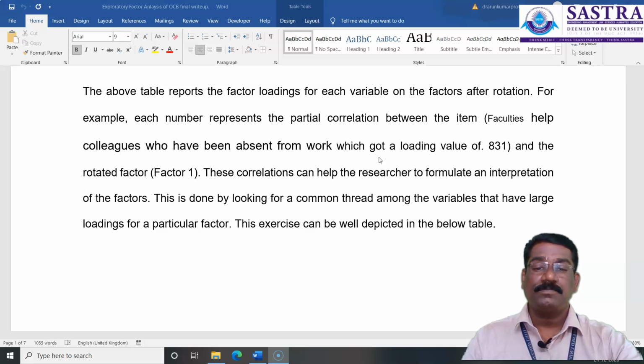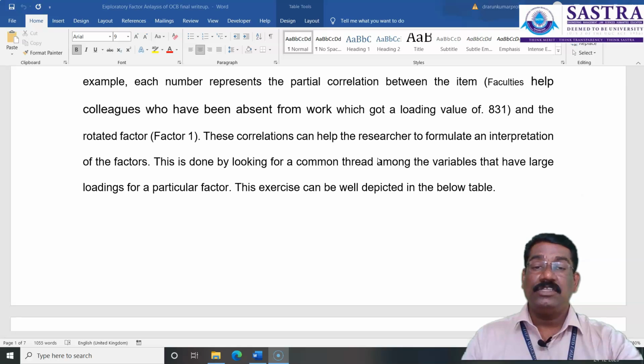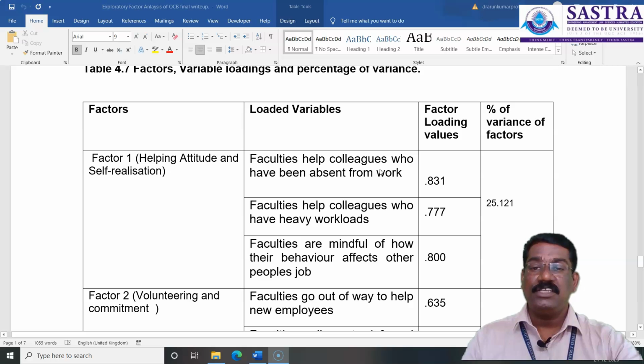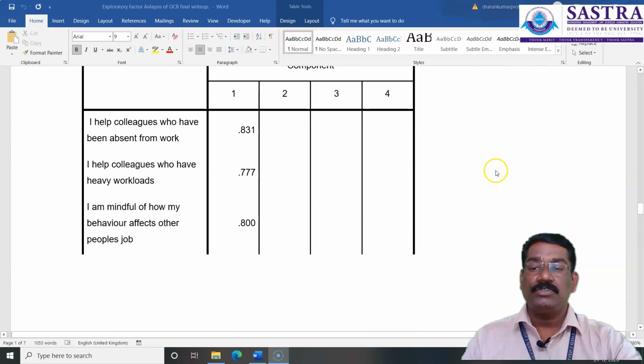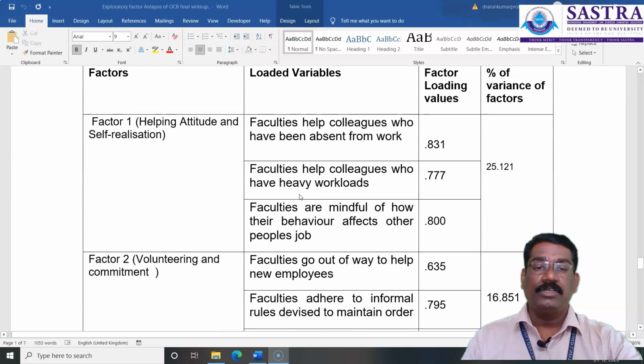These correlations can help researchers to formulate an interpretation of the factors. This is done by looking for a common thread among the variables that have large loadings for a particular factor. So this exercise can be well depicted in this table. You can draw a table: factors, loaded variables, factor loading values, and percentage of variance. So what you do here is you pull out all the variables which got loaded in factor 1 and put them here.